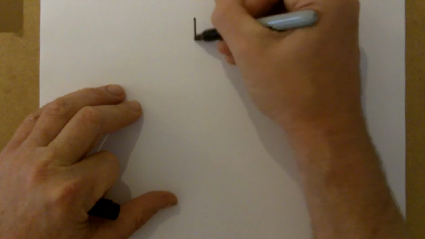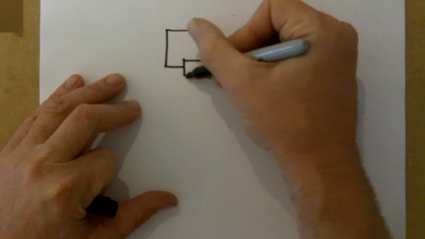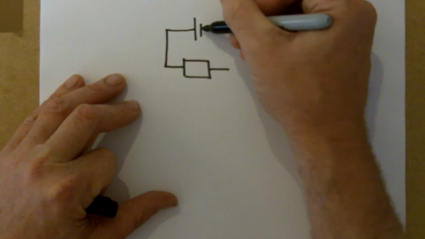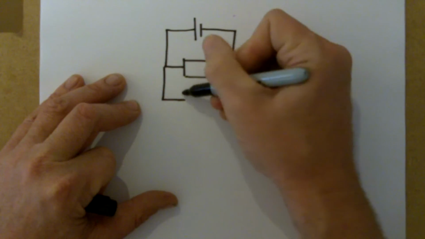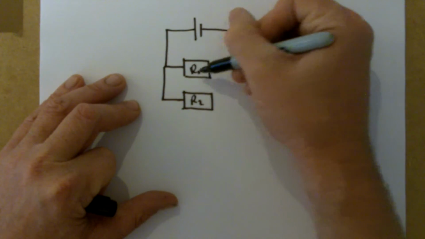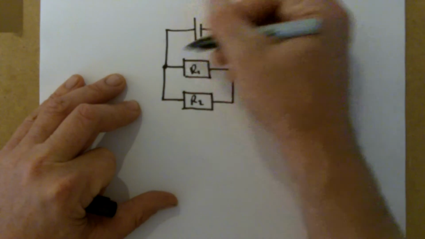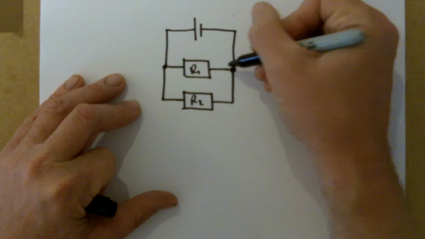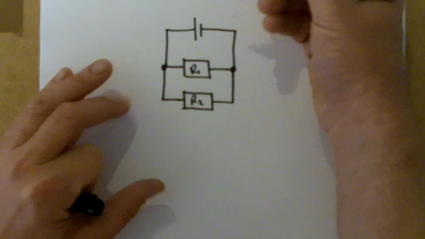So here is a parallel circuit. Let's say we've got a resistor here and a different resistor here. Let's call those R2 and R1. So the current comes along here, down to here, splits up, some goes this way, some goes this way, joins back together, back to the cell.